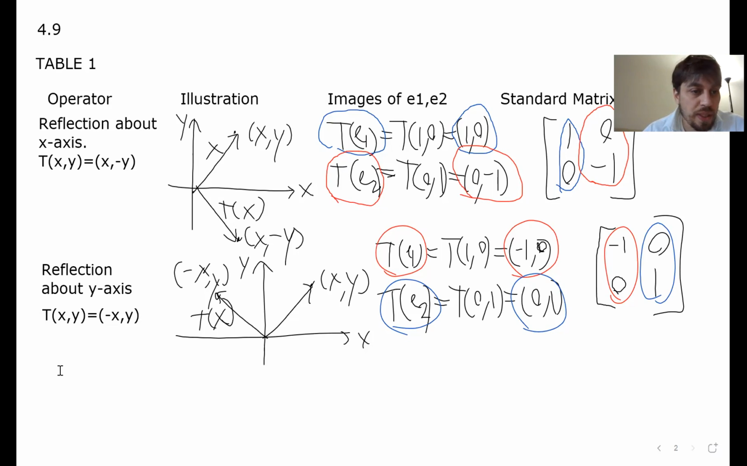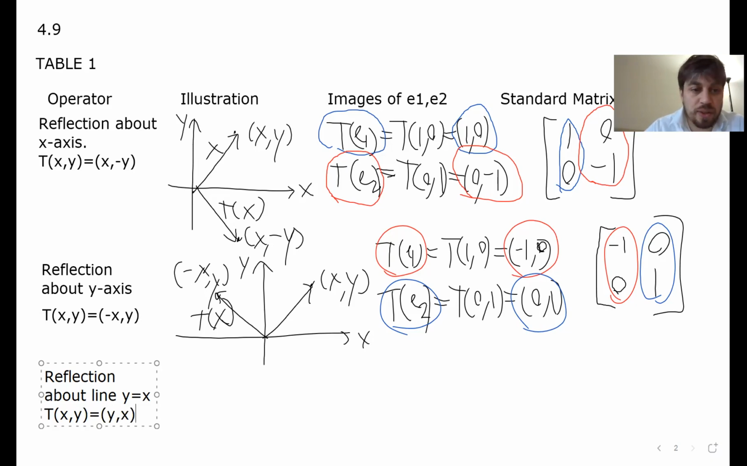And then the third one is reflection about the line y equals x. Okay, and that's given by the rule or function T of x comma y is equal to y comma x. It just switches the coordinates of a point. It represents a reflection about the line y equals x.